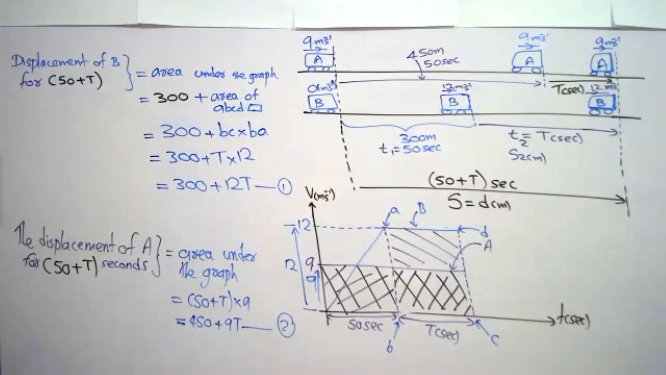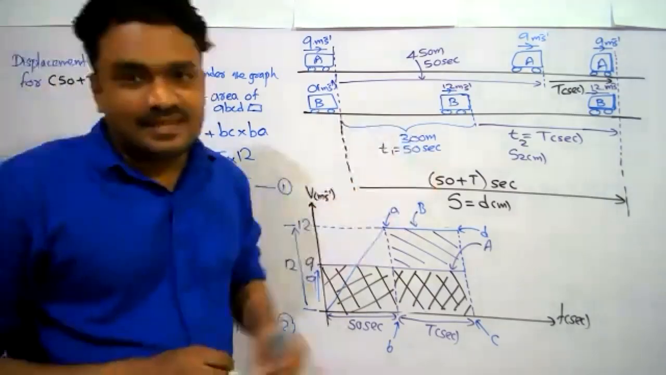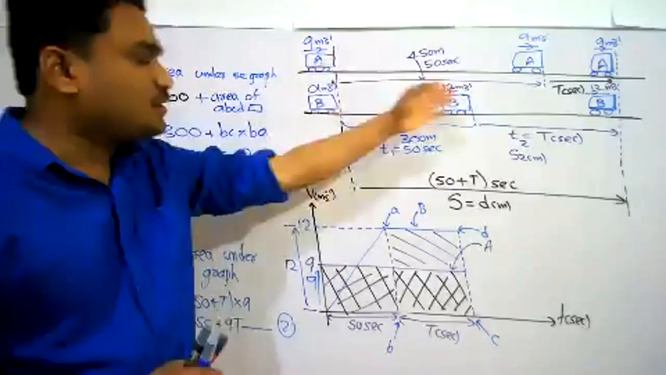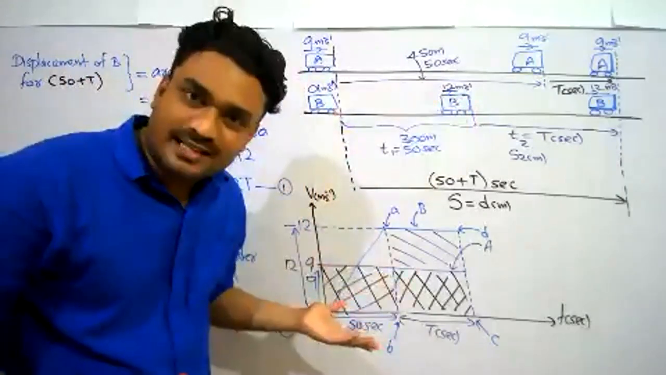Right now, you see here, after 50 plus capital T seconds, displacement of A equals displacement of B. That's what you're going to write.